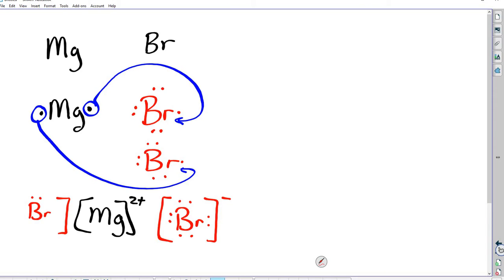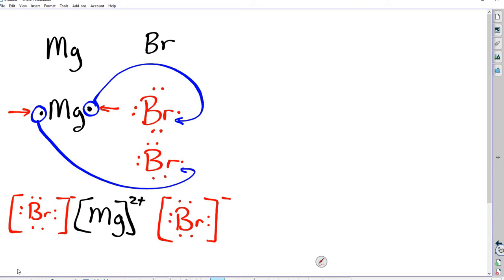Why do I put them on different sides? Where they would have attached, where they would have had to get their electron. Okay, so that's an ionic bond. So that's what I would have to do for an ionic bond.